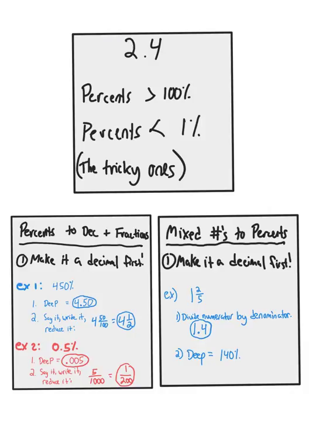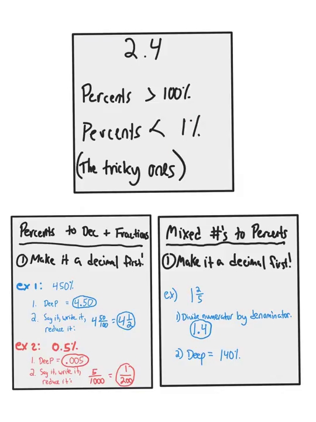Hey, this is the video lesson for lesson 2.4, and we are focusing on percents that are greater than 100% and percents that are less than 1%. And I call these the tricky ones. So, what I want you to do is take a second to fill out your graphic organizer, or your foldable. This is the cover of your foldable.